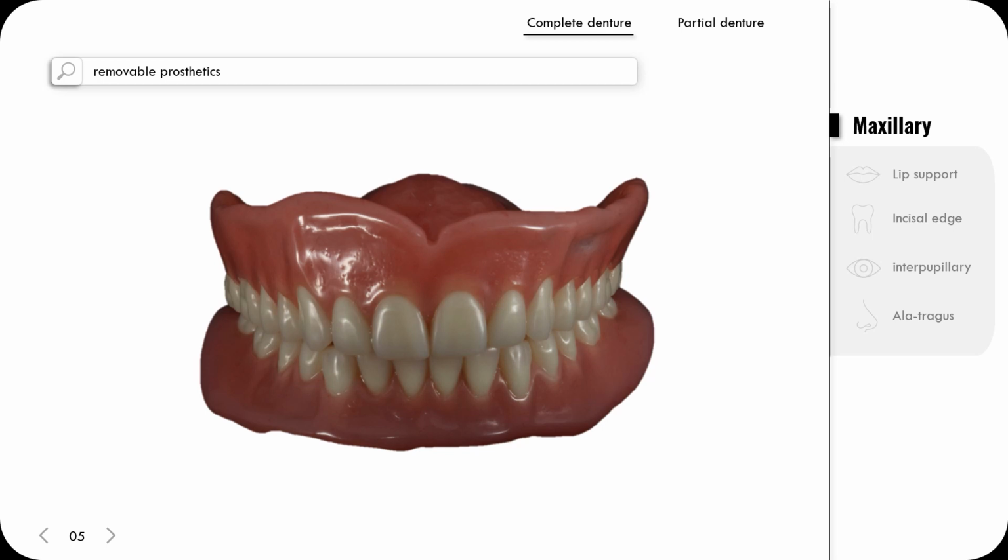All right, let's finish off our last lecture. It's on occlusion related to removable prosthetics. So we're going to start off by talking about a complete denture.